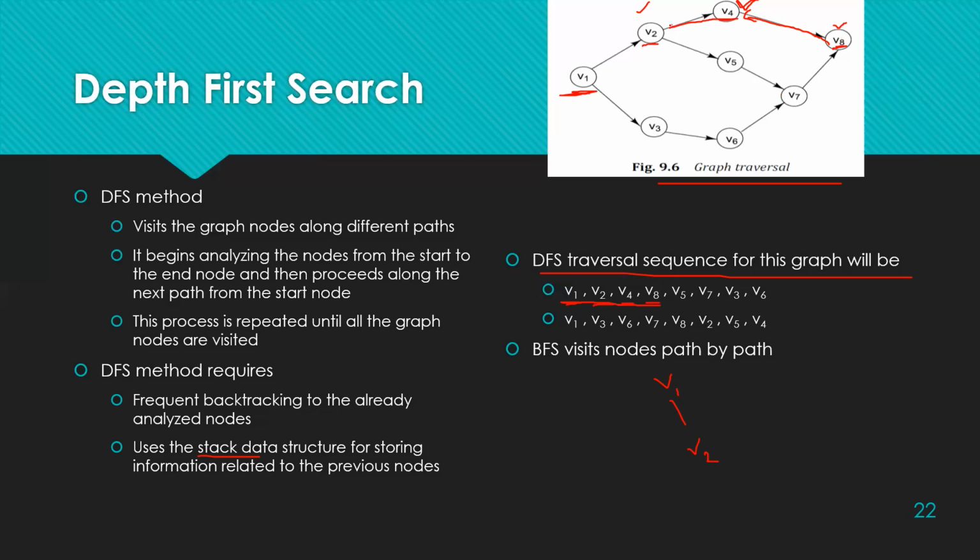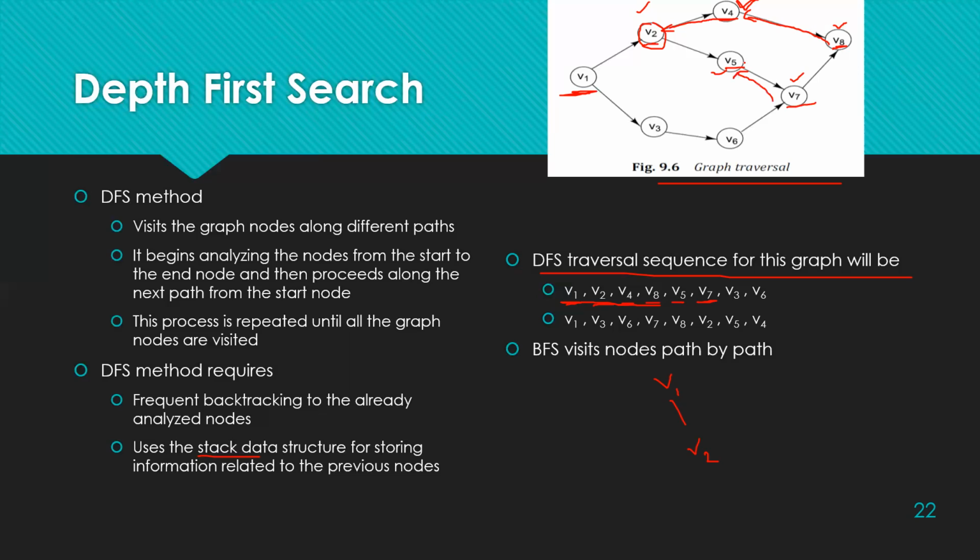So again, I trace back and I see that V2 is there. For V2, V4 was there, and V4 I have already visited. So what is the next one? V5. When I visit V5, who is the neighbor for this one? It is V7, which is unvisited, that is, we haven't visited it. So V7 is the next node. Now V8 is there, and V8 has already been visited.